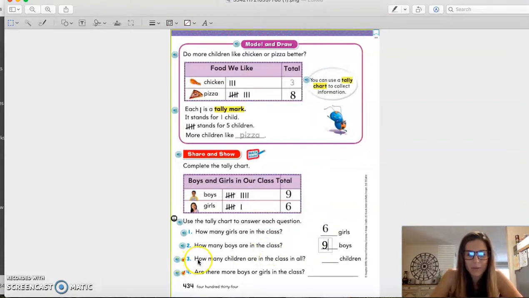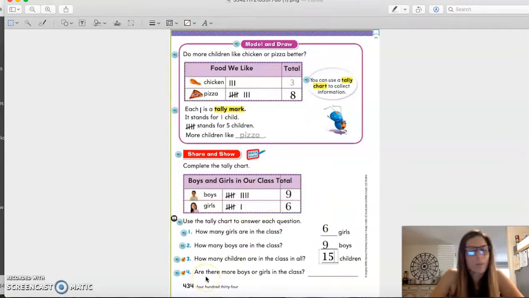Okay. Now, number 3. How many children are in the class in all? Those words, in all, mean we're going to add. We want to know all of them, the boys and the girls. So I need to add 9 plus 6. Does anyone know what that is? 9 plus 6. If it was me, I would probably make a 10 in this one. Did anyone say 15? 15 children in this class.